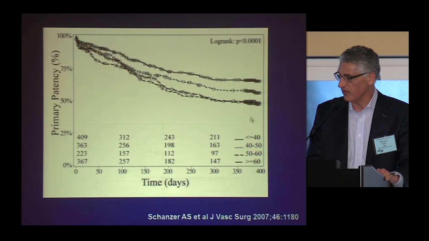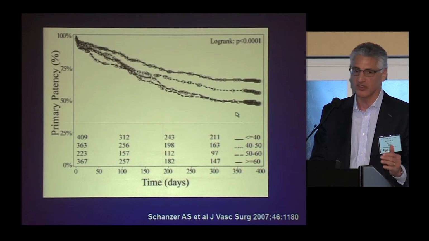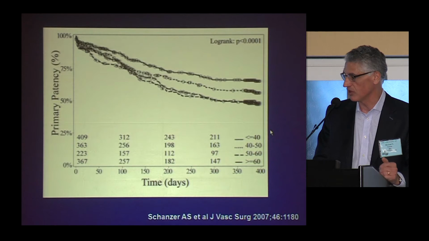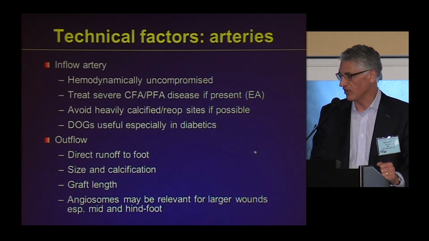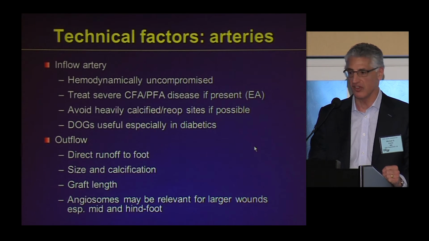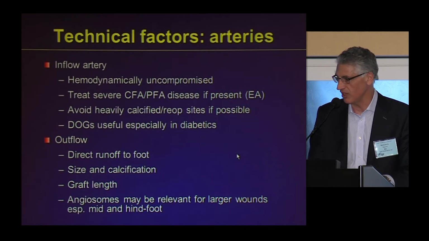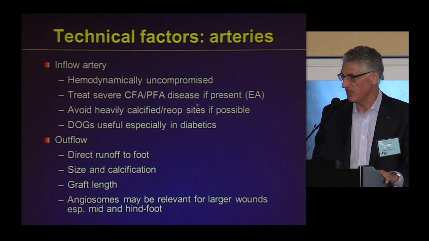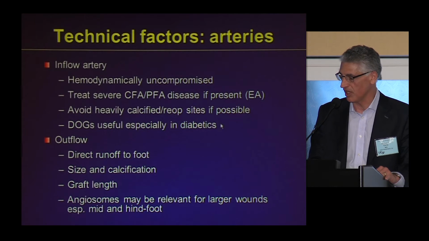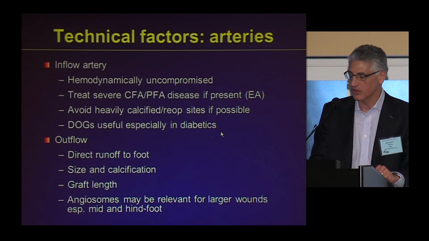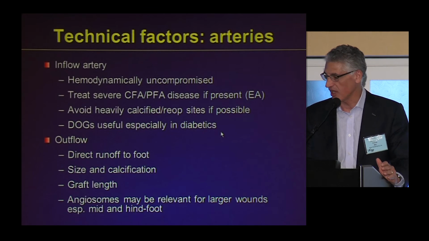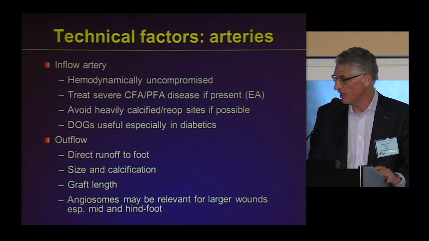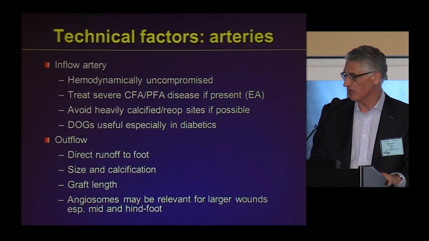The data on graft length is shown here. It is intrinsically linked, of course, to inflow and outflow site, but shorter grafts generally do better. As far as arteries, obviously you select your inflow artery to be hemodynamically uncompromised. Treat common femoral and profunda disease at that time if it's present by endarterectomy or patch. Try to avoid making the incision right where the calcium is. It just makes the operation harder for no good reason. Try to avoid reoperative sites.